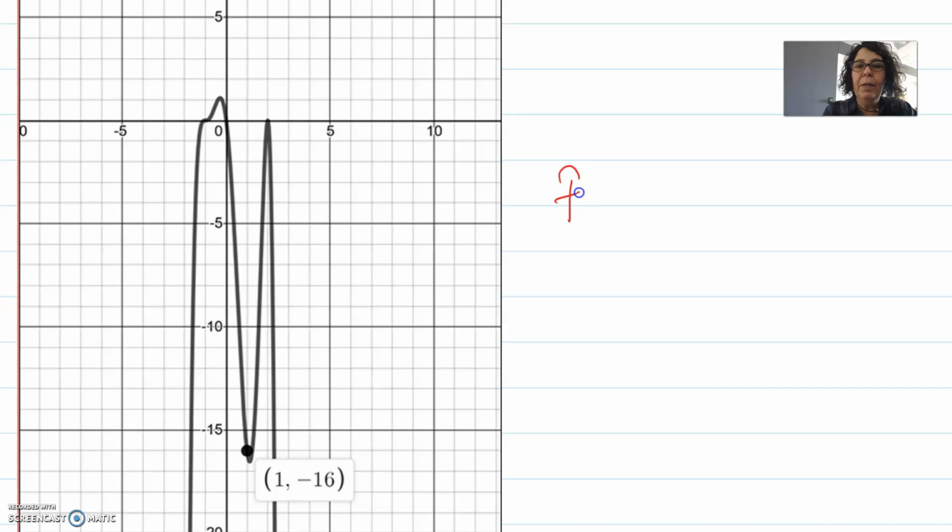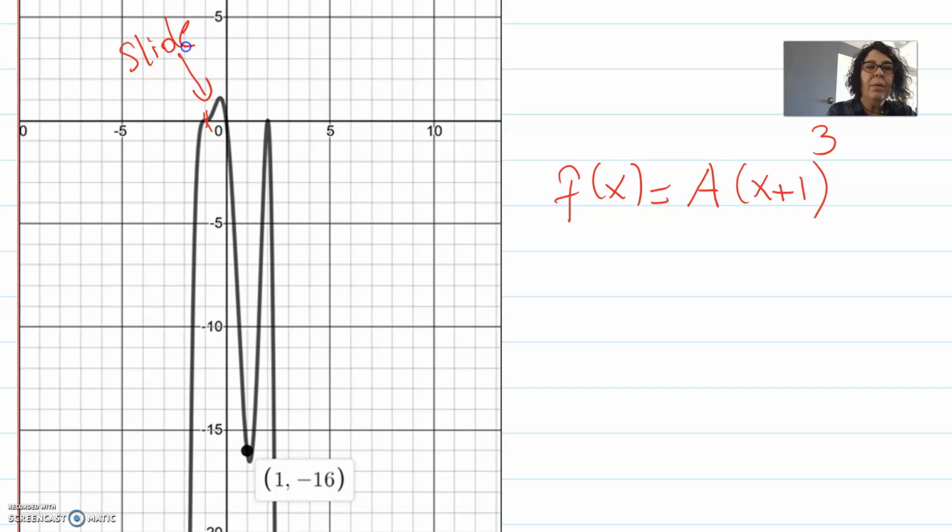So first of all, polynomial f of x, it will have a leading coefficient a, or you can call it any favorite letter from the alphabet. Then you will have a root -1 here, which is x plus 1, and that root will be cubic because it's slide here. If the action is like this, we call it slide, and then the multiplicity will be 3.